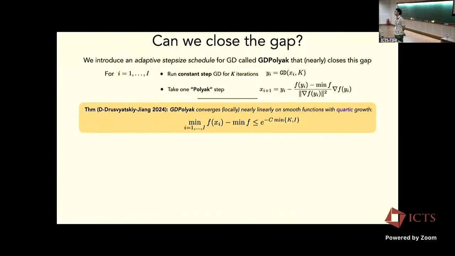Otherwise you don't see the speed up, because the point is that you need to get close enough to the manifold that your function looks like a fourth order function. And if you don't get close enough, then you're not going to see that.